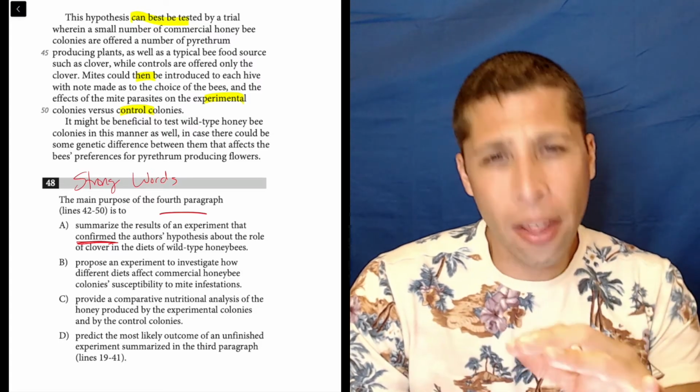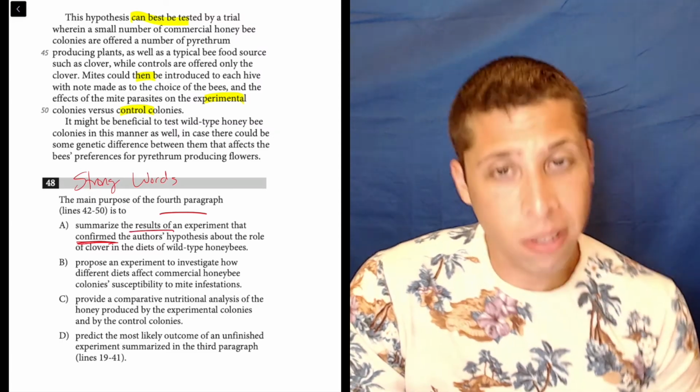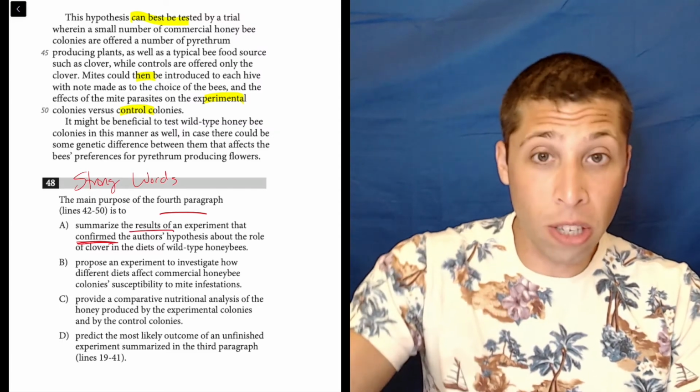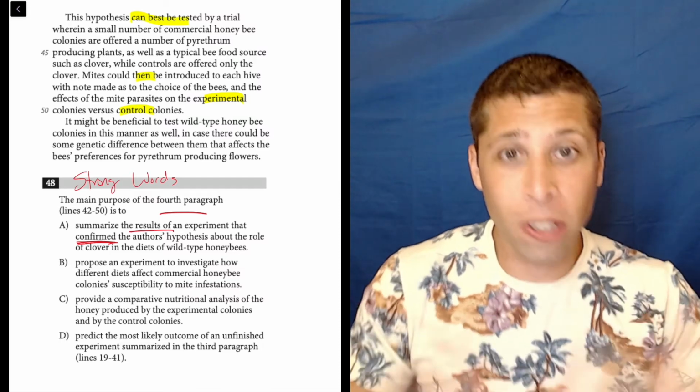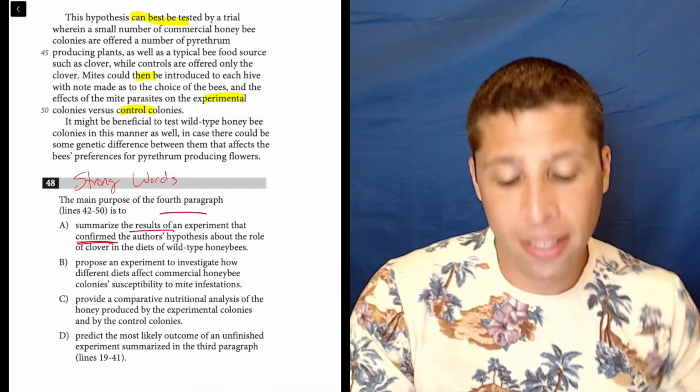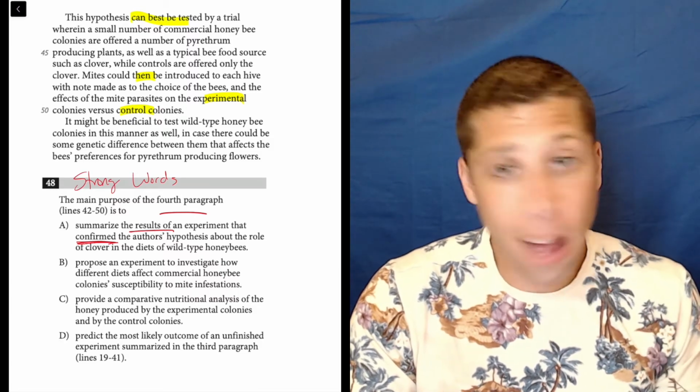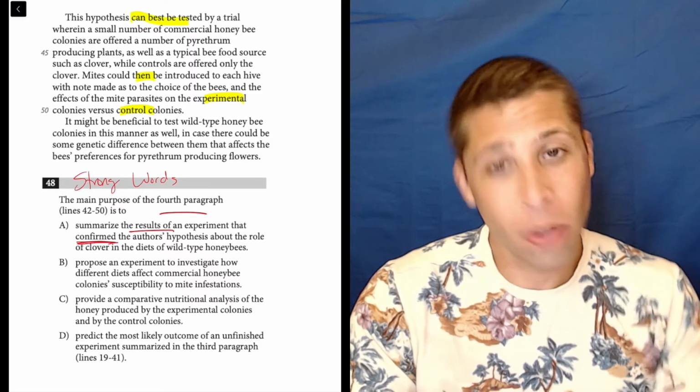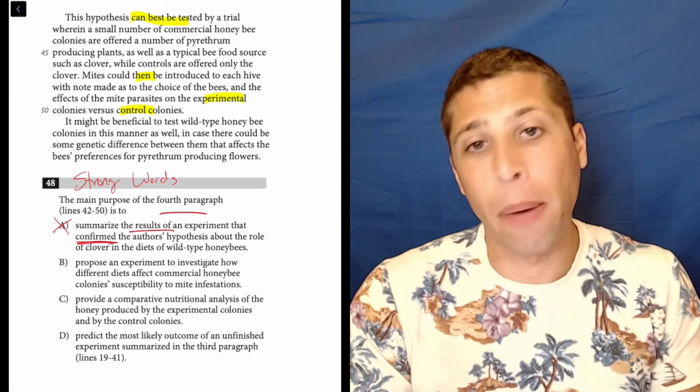But even beyond that, do they ever talk about the results of the experiment? No, they're proposing what the experiment should be. We have no results because we haven't done the experiment, right? Look at the beginning. This hypothesis can be tested. It has not been tested yet. They want to, so this is the experiment to do that. So there's a couple problems here.